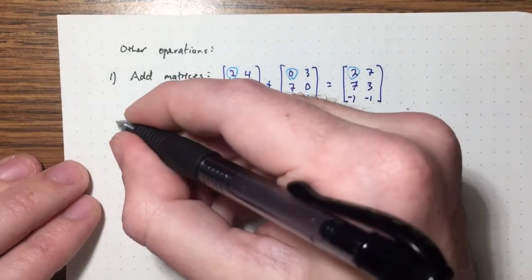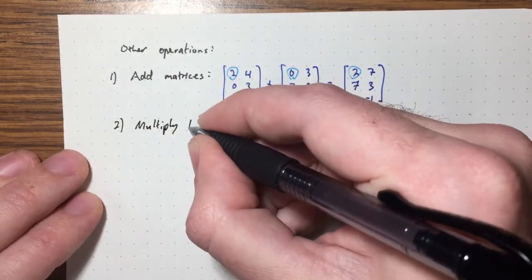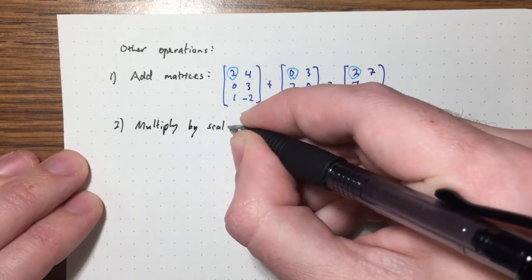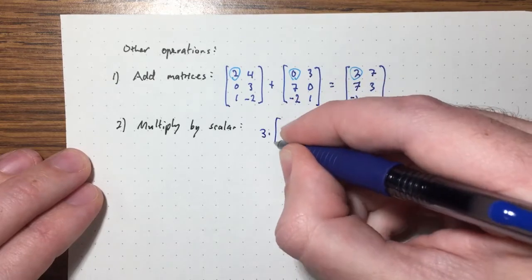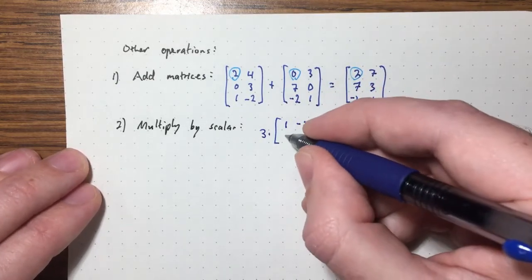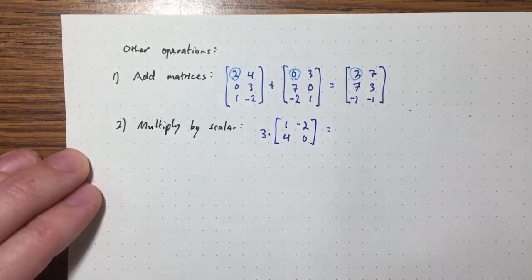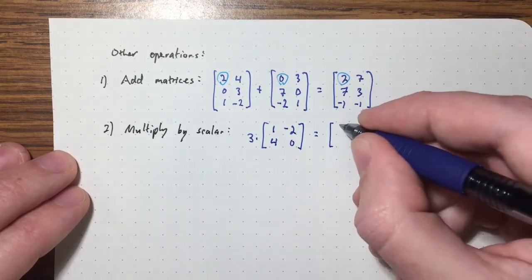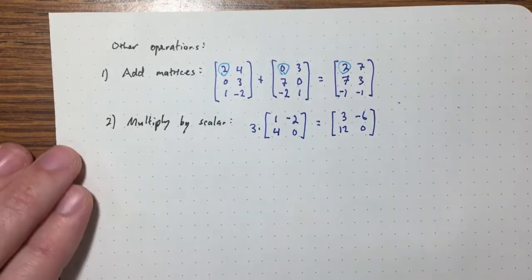We can multiply by a scalar. So if I do 3 times a matrix, what do we want that to mean? Let's do a negative 1, or 1, negative 2, 4, 0. You just multiply all the entries by 3. So that's what that's going to look like.